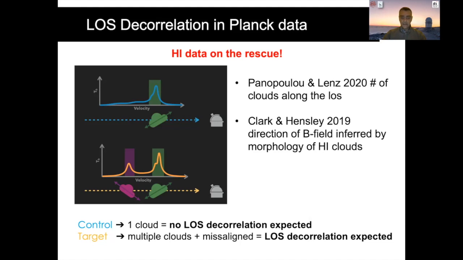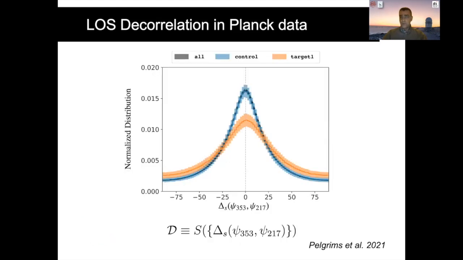We selected pixels from the Planck 353 and 217 GHz polarization maps for each of these samples and computed the difference between their EVPAs. Because the target sample pixels are selected to have higher likelihood of large line of sight frequency decorrelation, we predict larger angle differences between the two frequencies for the target than for the control. And indeed, this is what we see.